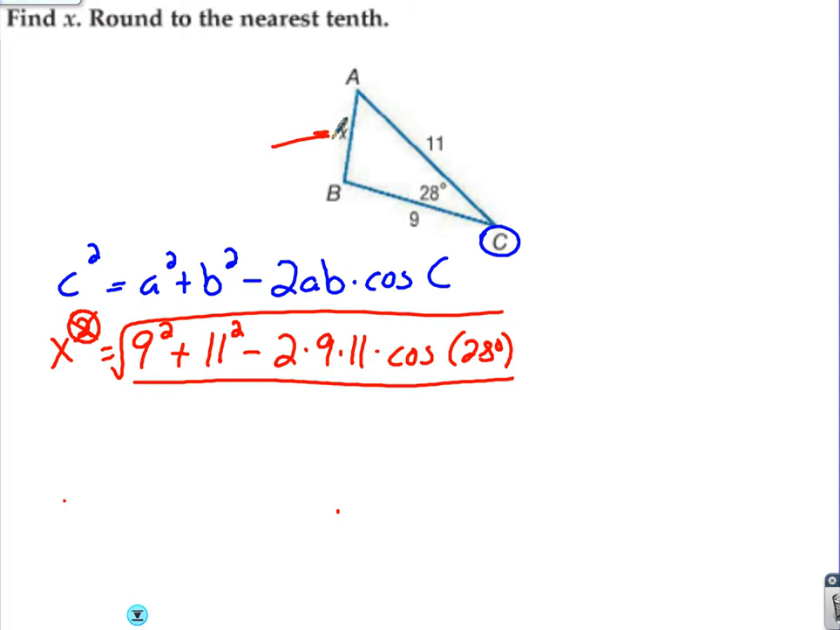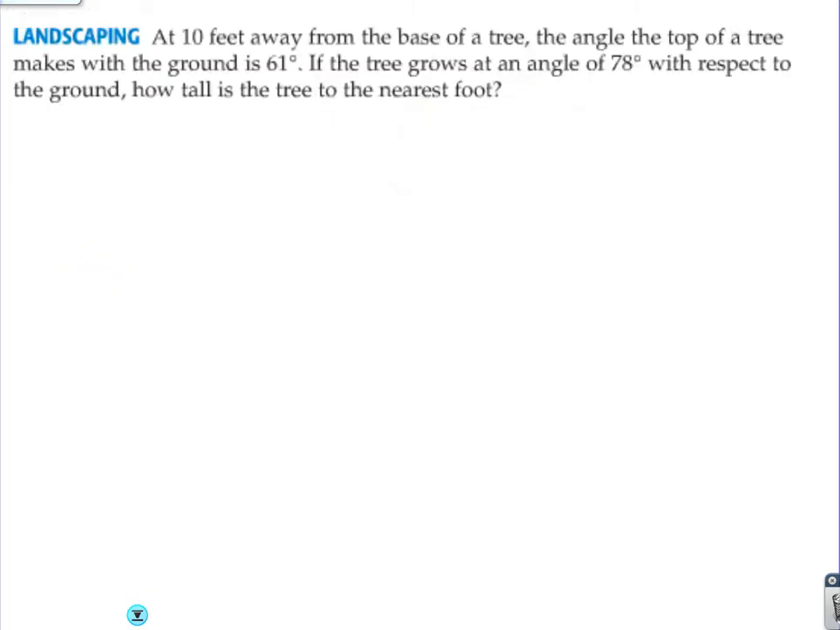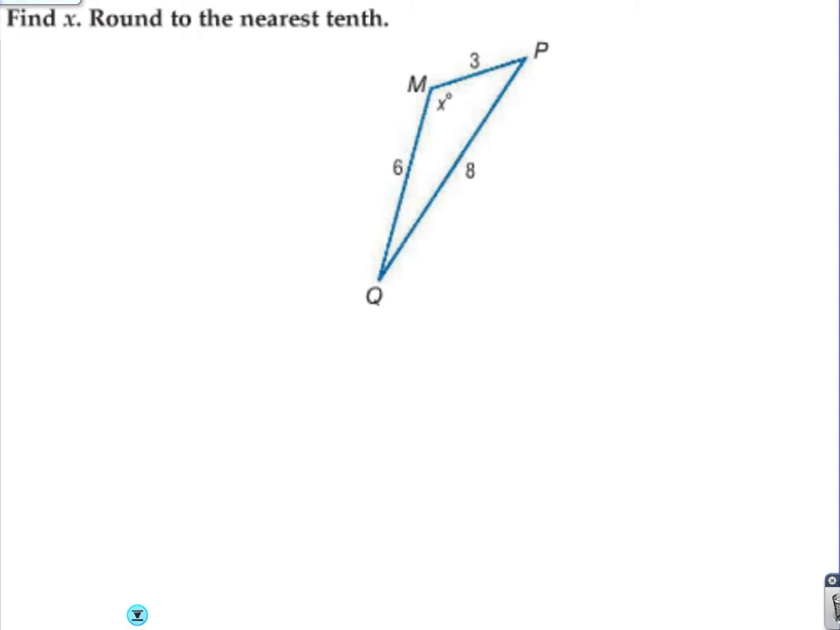5.2. So this side, 5.2. Done. Just type it in the formula. That's all the law of cosines is. Any questions before we move on? Probably the last problem. No, a couple of work problems and we're done.